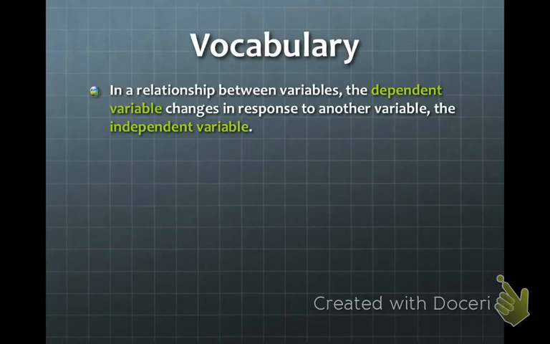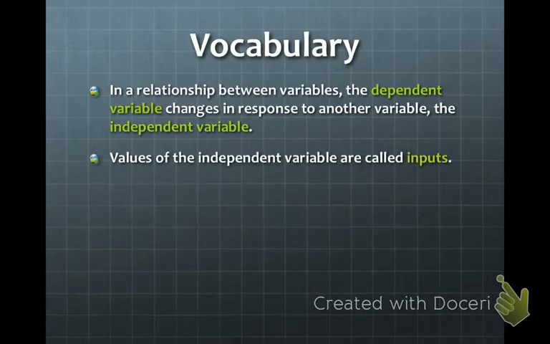For vocabulary, in a relationship between variables, the dependent variable changes in response to another variable called the independent variable. So you can think of it this way. The independent variable is the variable that does what it's going to do. Like in the last lesson, we talked about time. Time doesn't change. Time continues to be constant. But what depended on time? When we talked about the rocket, the height depended on the time. We talked about the volume in the balloon. As you blow it up, the volume gets greater because over time you're blowing more air into it. So the dependent variable changes because of the independent variable that doesn't change.